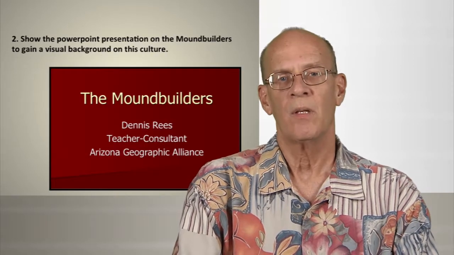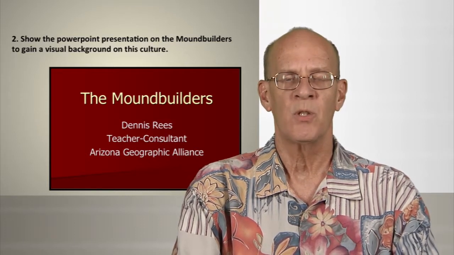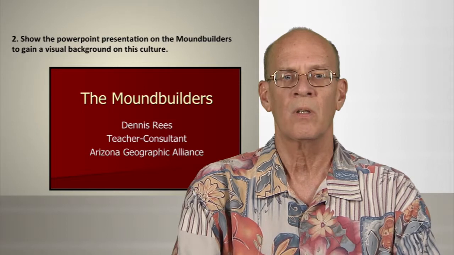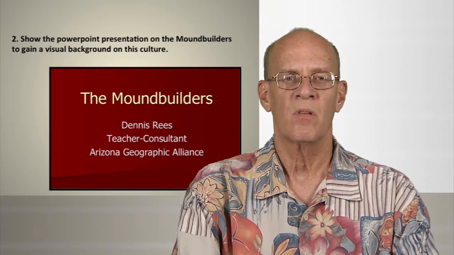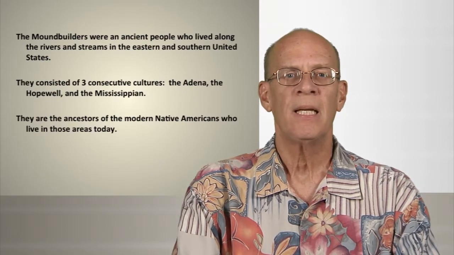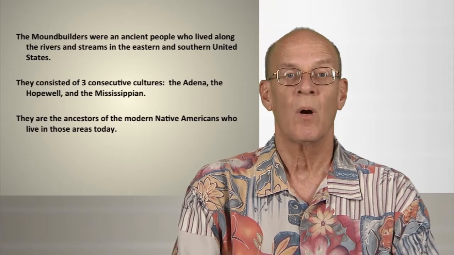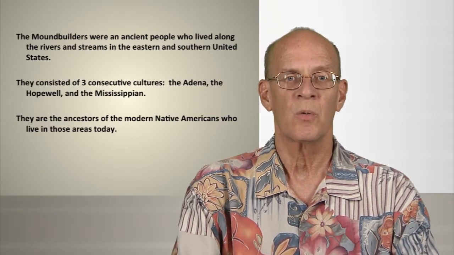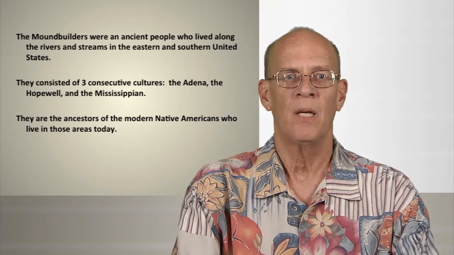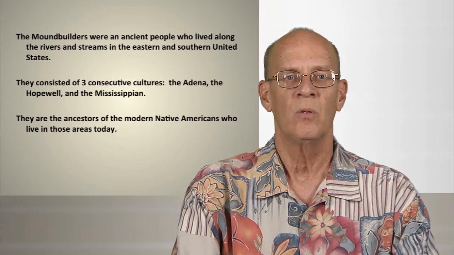There's also a PowerPoint that's good to show the students, and here are some of the slides from that PowerPoint. It's going to give them a visual on what each one of these cultures looked like. Informationally, it's going to let the students know that they were an ancient people that lived along rivers and streams, that they lived in the eastern and southern United States, that there were actually 3 Moundbuilder cultures, one following the other, the Adena being the oldest and the Mississippian the most recent of the 3. And that these people were the ancestors of modern Native Americans who live in those areas today.